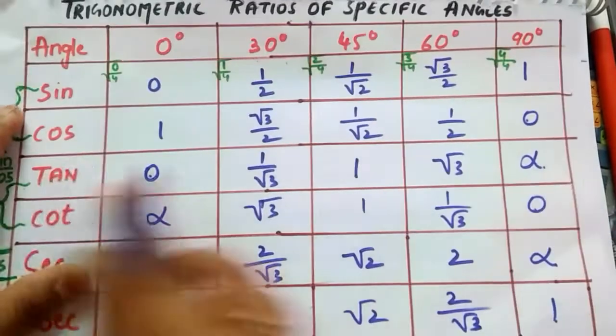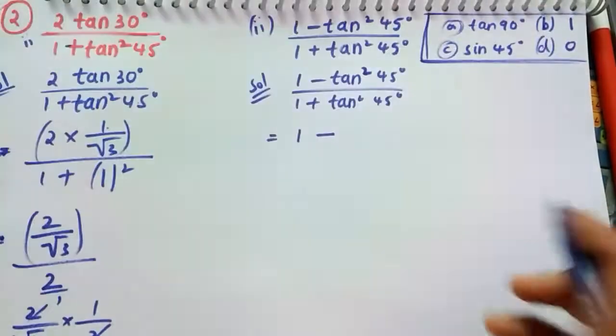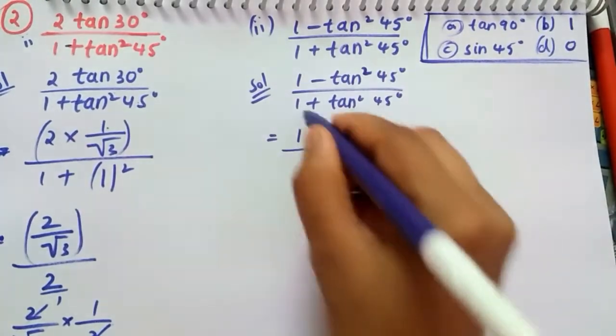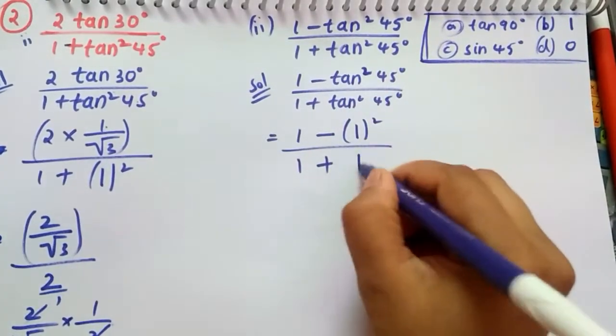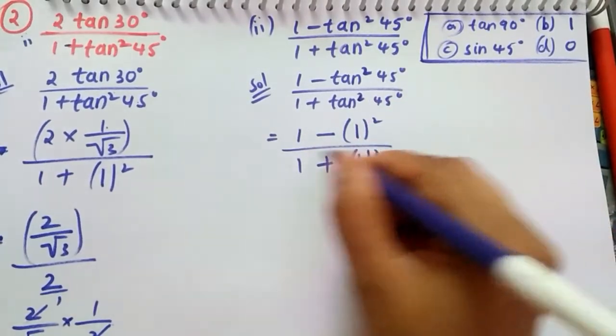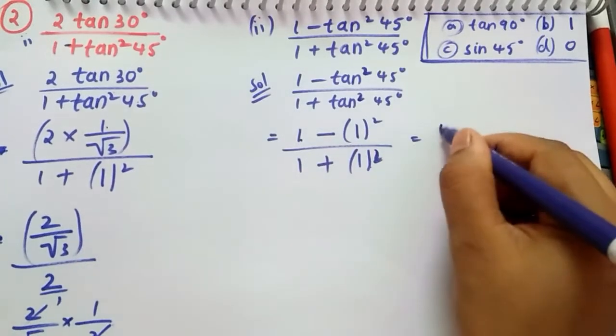Now let's see what is tan 45 degrees. It's 1, and it's squared. We are taking the square, divided by 1 plus the same thing, 1 square. Tan 45 is 1 and then it is squared. Okay, so what is the answer? 1 minus 1 is 0.